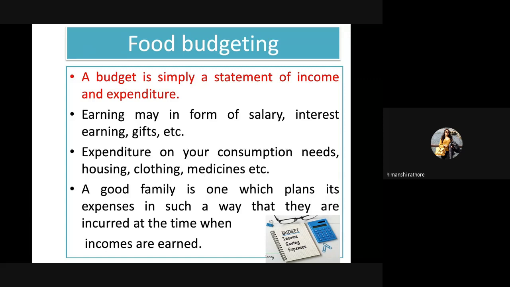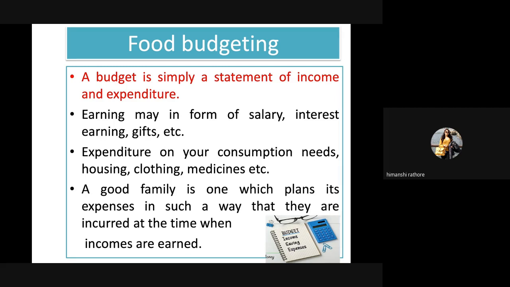A budget is simply a statement of income and expenditure. Earning may be in the form of salary, interest earnings, gifts, etc. They all are incoming sources to your family. And what is expenditure? When you have to spend that incoming money to buy stuff for your family, like medicines, clothes, house. Other needs are also there.